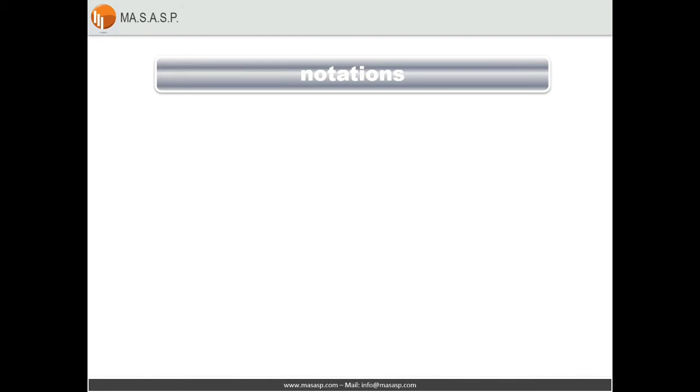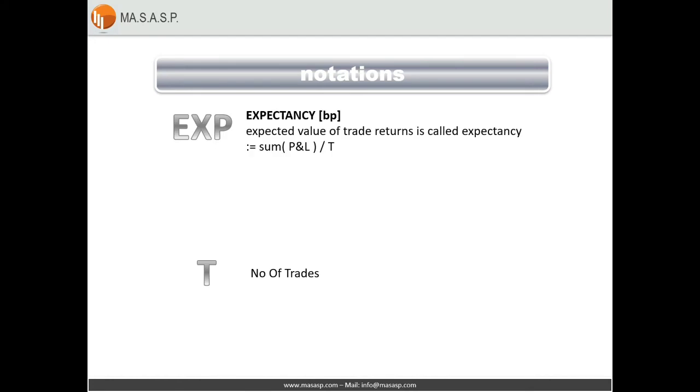Let's define some terminology. Some of these terms have already been dealt with in Lesson 1. We denoted with T the number of trades generated by the trading system. With exp, we mean the expectancy, or the expected value. That is the return of our trades on average, of course measured in basis points. That is the core performance metric of our trading system.